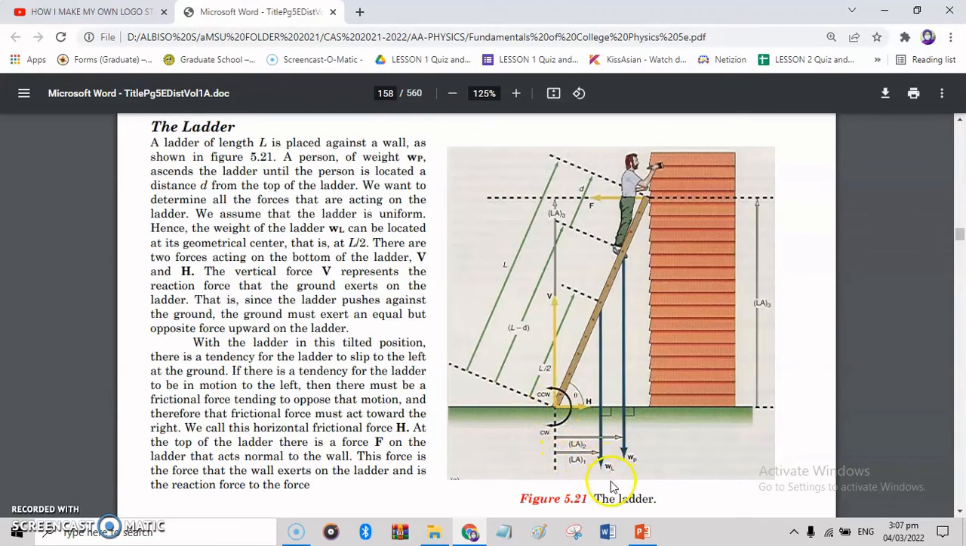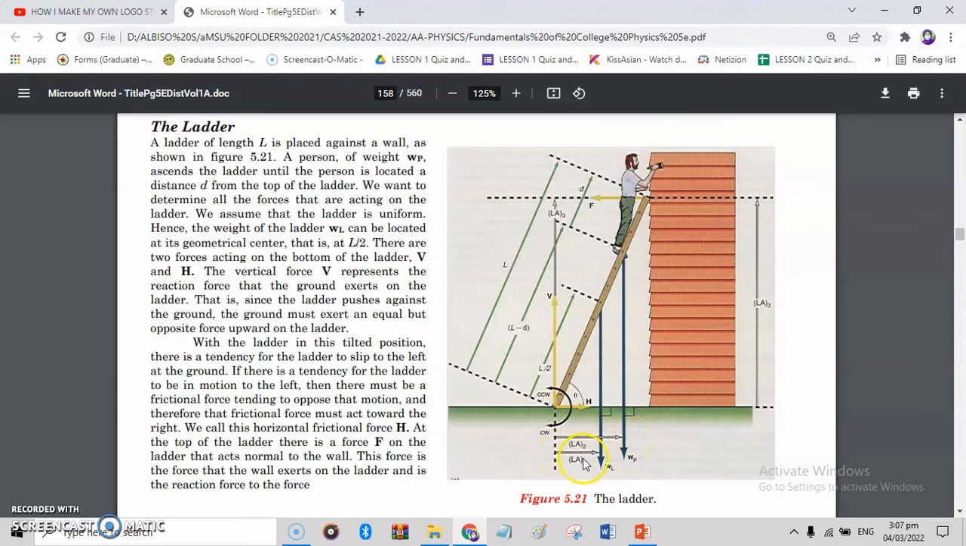Ito, with regards kay weight ng ladder natin, meron siyang distance na LA1, and kay weight ni tao, ni person, meron siyang distance na LA2. And since that is a perpendicular, okay, ito yung height, ito yung weight, pero yung lever arm is again perpendicular to the force. So, perpendicular siya. So, ito yung point mo. Meron kang LA1 and meron kang LA2.